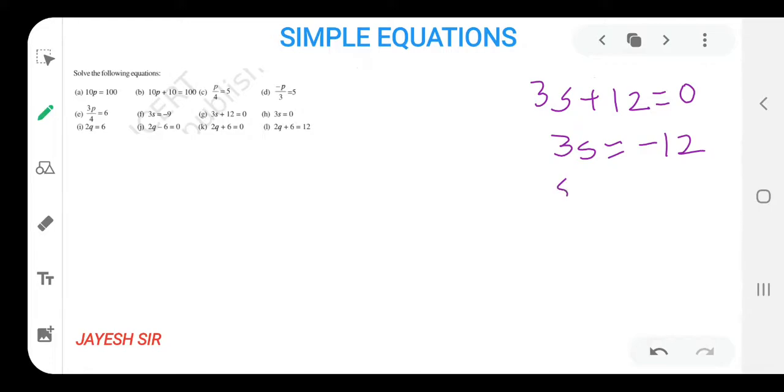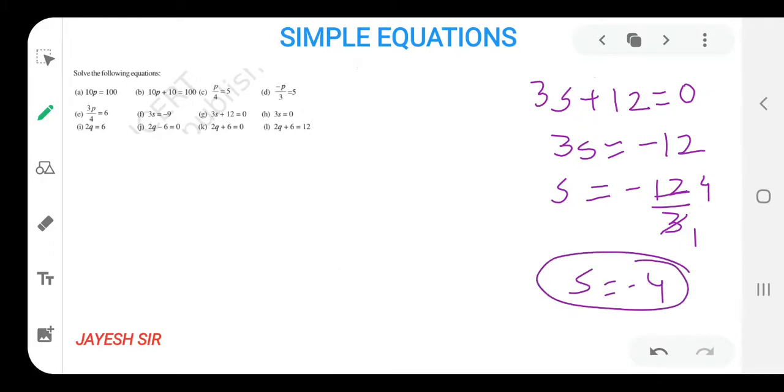Now 3 and s are in multiplication. 3 after going this side will become division, and we know it can be cancelled. 3 ones are 3, 3 4s are 12. So the value for s we are obtaining is minus 4. So let us begin with the next sum for the day, that is 3s equals 0. Yes, 3 after going that side will become division. 0 divided by 3, as we know, anything divided into 0 will result in 0 itself.